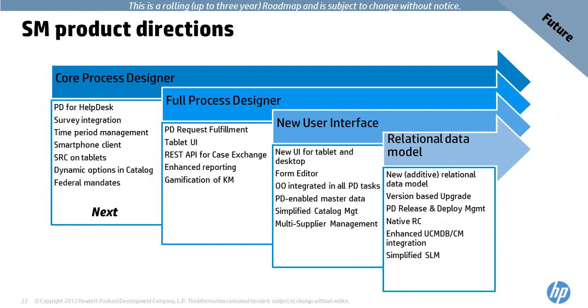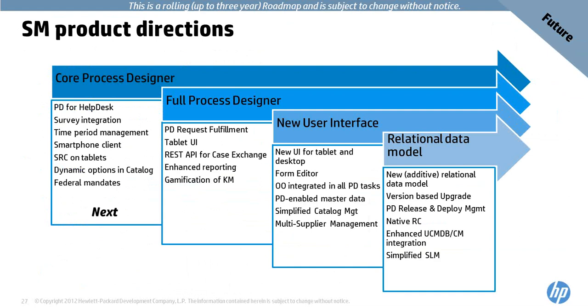Then we've got a version that is going to be really focused on user interface. So the new UI that will bring the benefit of the form editor. That is also where we're going to onboard everything in Service Manager to Process Designer. Today, for a process to be available on Process Designer, there's an onboarding process where we need to enable the tables underneath this process for Process Designer. And the goal is, in fact, to enable everything in Service Manager. So that's what I mean here by Process Designer enabled master data.